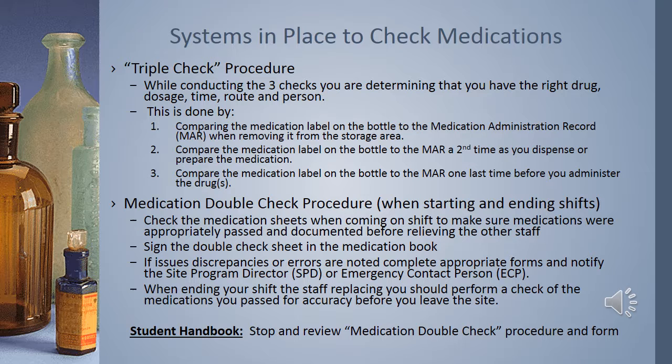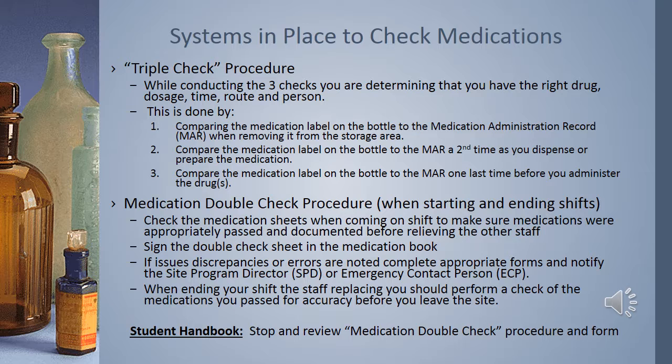Systems in place to check medications. The first is the triple check procedure. While conducting the 3 checks, you are determining that you have the right drug, dosage, time, route, and person. This is done by comparing the medication label on the bottle to the medication administration record, MAR for short, when removing it from the storage area. Compare the medication label on the bottle to the MAR a second time as you dispense or prepare the medication. Compare the medication label on the bottle to the MAR one last time before you administer the drug or drugs as your third check.